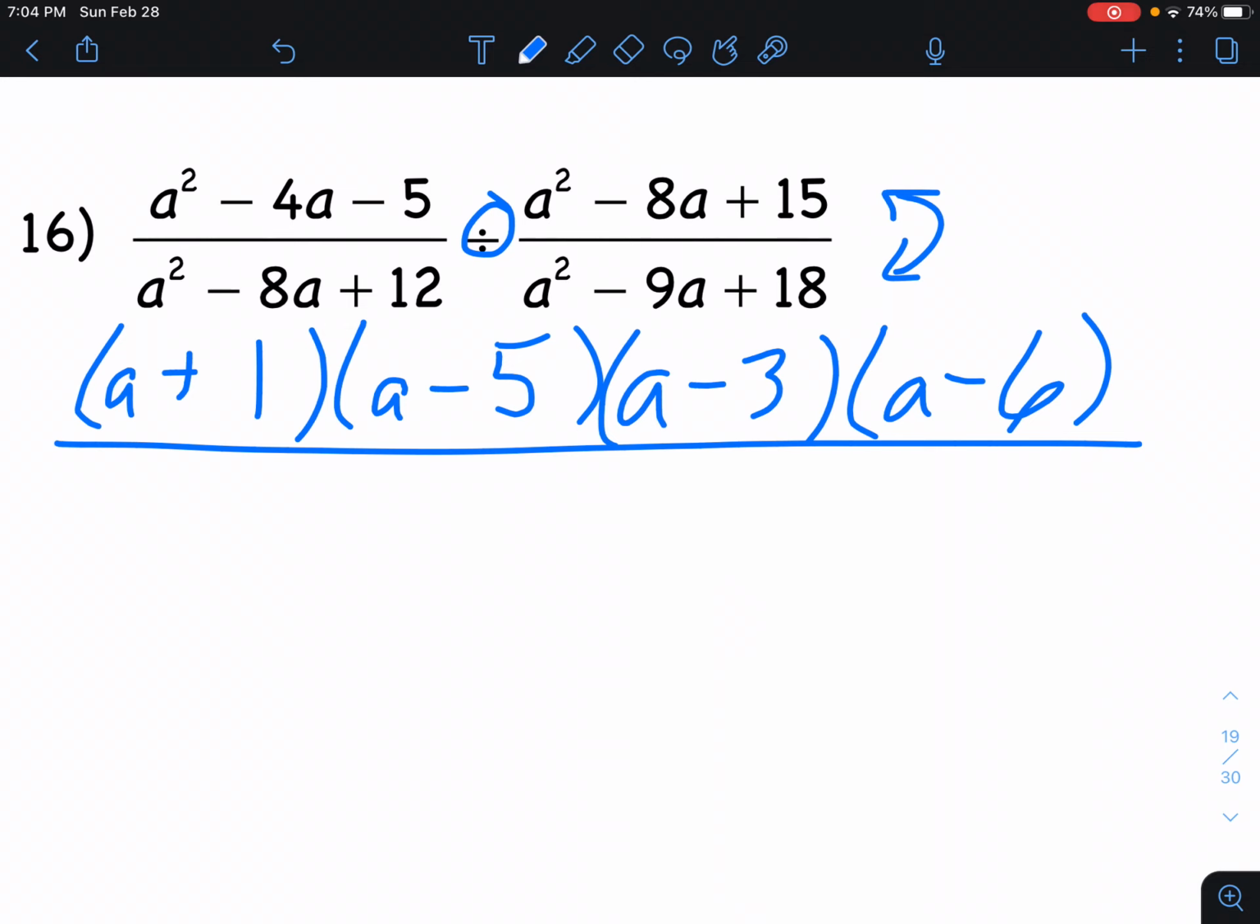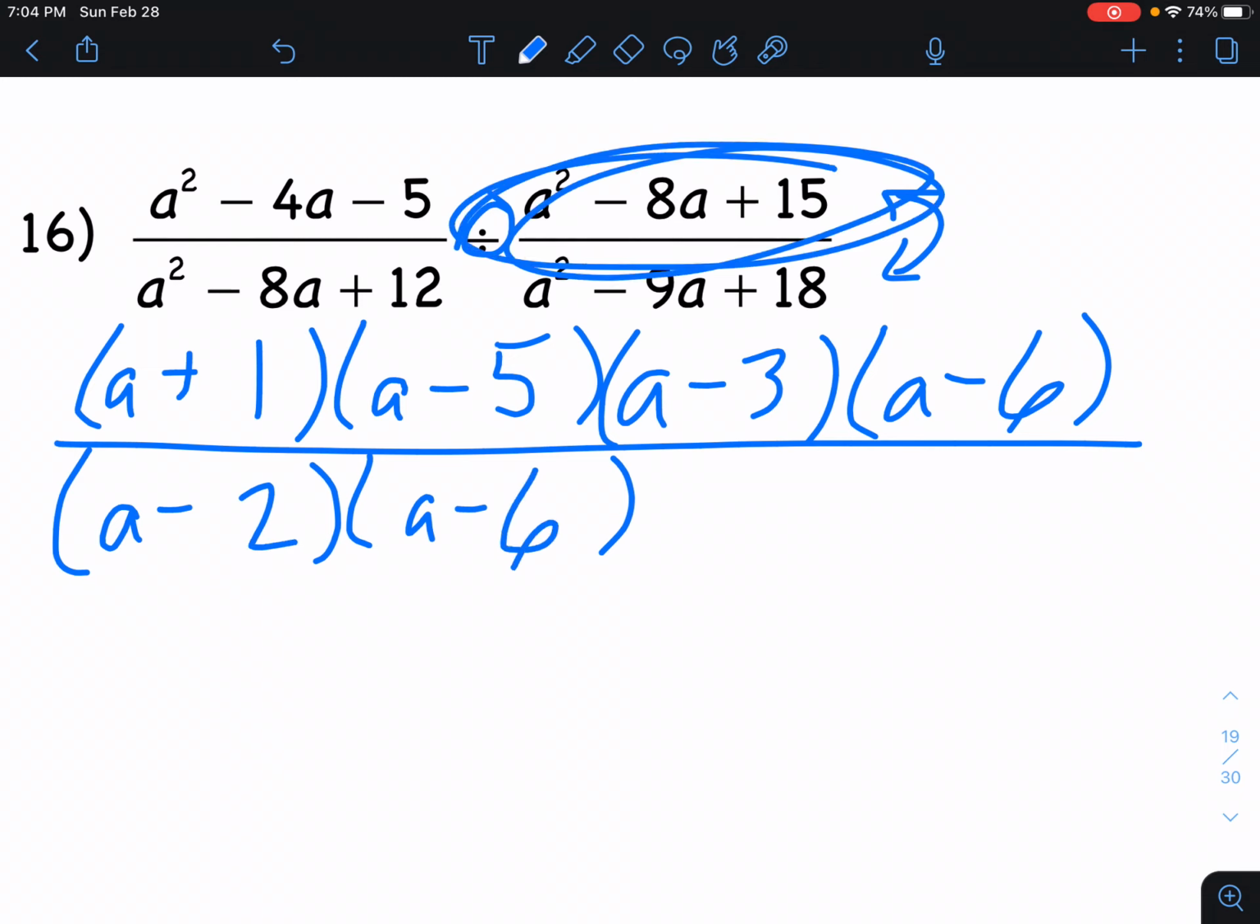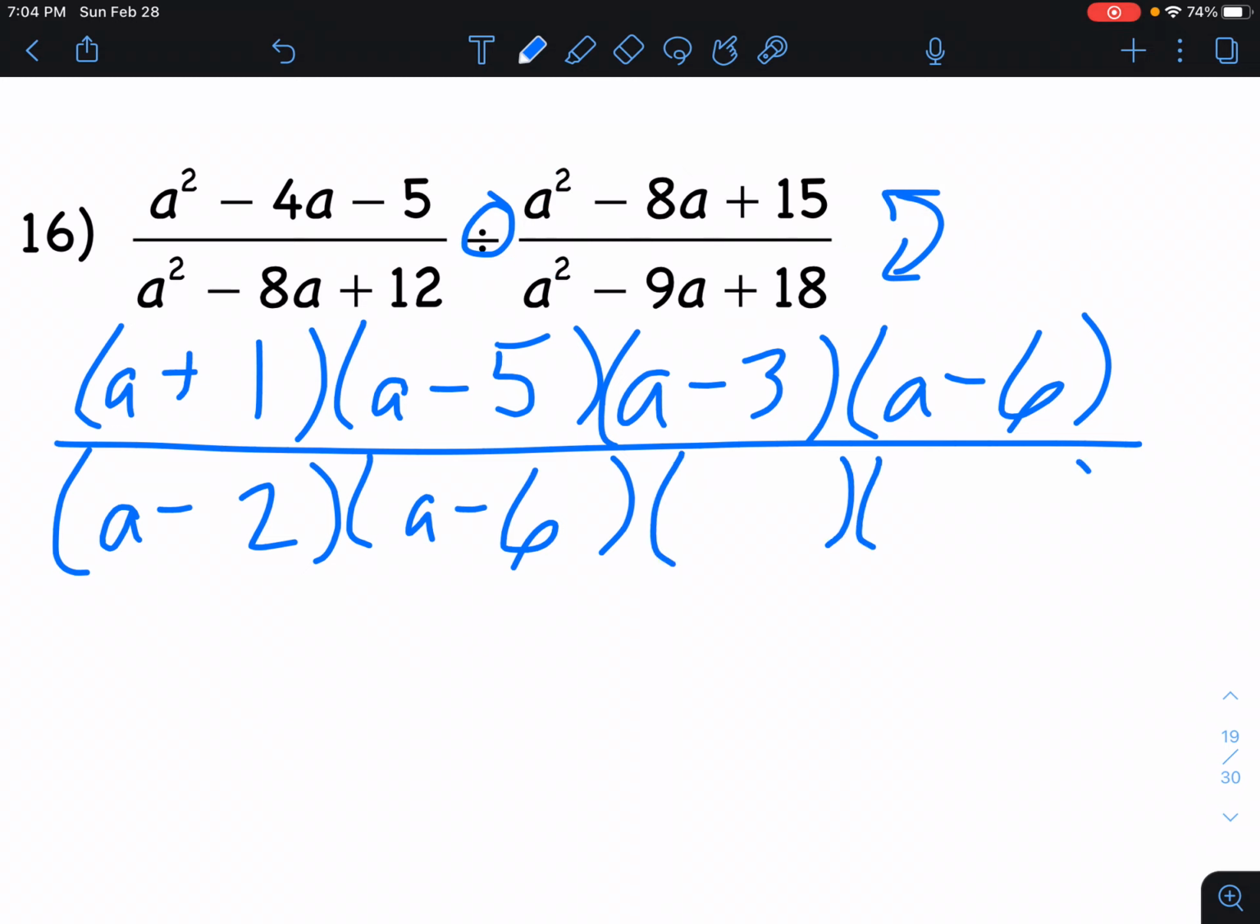Now the bottom left is another easy trinomial. Signs are minus minus. Two numbers multiplied to get 12 that add up to 8 are 2 and 6. And what started up here is going to get moved to the bottom right. Another easy trinomial. Minus minus for the signs. Two numbers multiplied to get 15 that add up to 8 are 3 and 5.